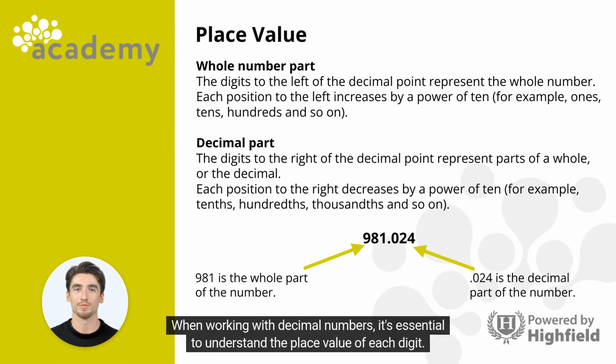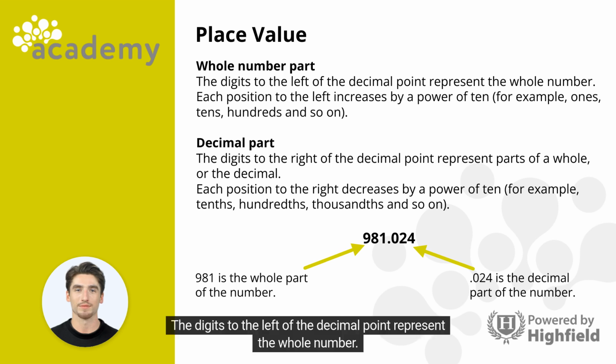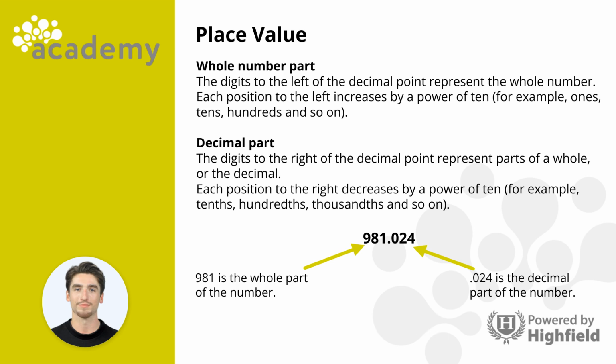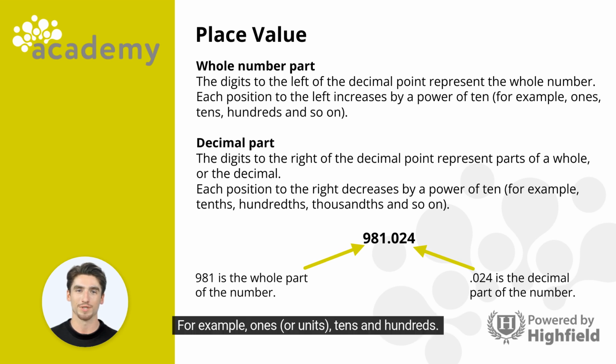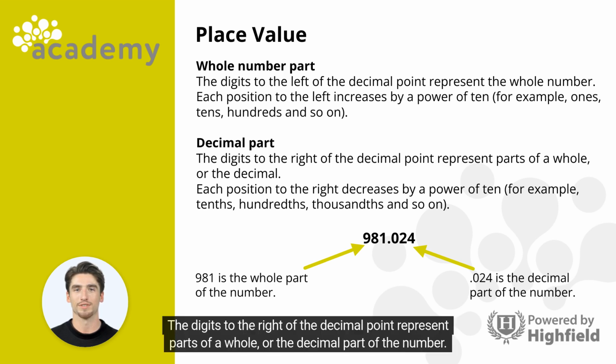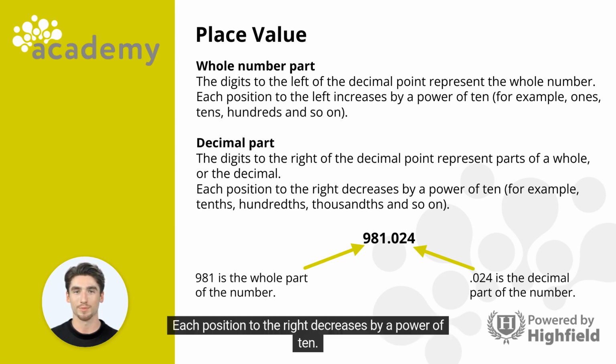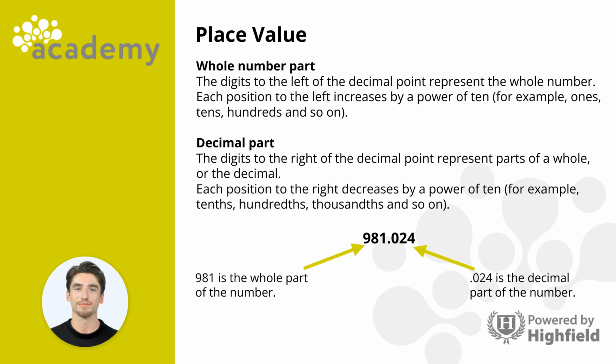When working with decimal numbers, it's essential to understand the place value of each digit. Here's a breakdown to help with this concept. The digits to the left of the decimal point represent the whole number. Each position to the left increases by a power of 10. For example, ones or units, tens and hundreds. The digits to the right of the decimal point represent parts of a whole, or the decimal part of the number. Each position to the right decreases by a power of 10. For example, tenths, hundredths, and thousandths.